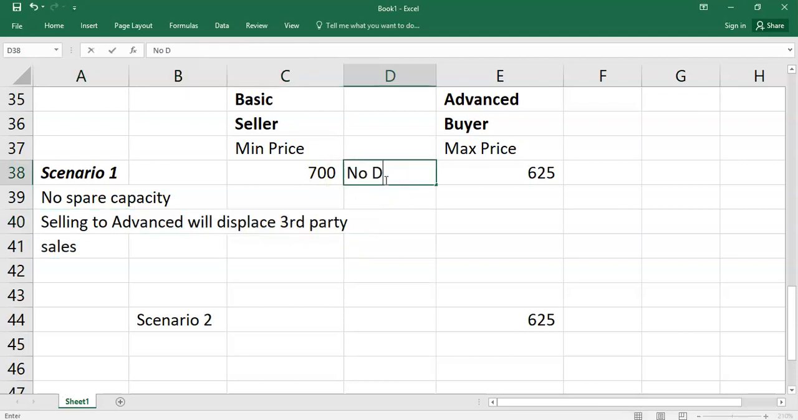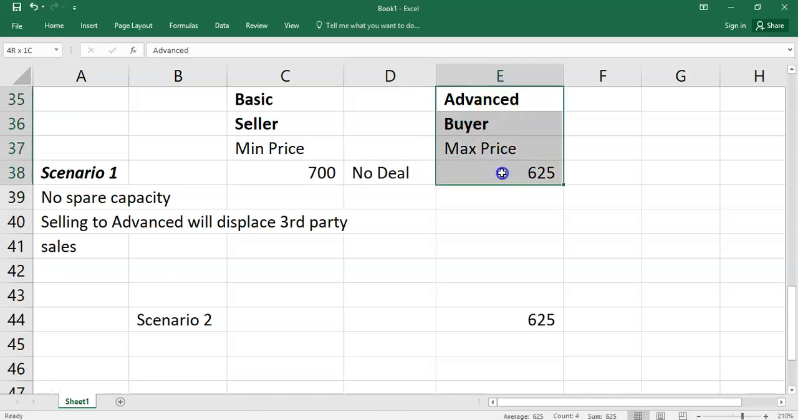So in this case, there will be no deal. That's your conclusion. Why? Because the buyer is only willing to pay 625. The minimum the seller would want is 700. There's what we call no range of acceptable prices. It doesn't make sense to negotiate because they will never agree. All you're doing is wasting time and you're creating conflict.